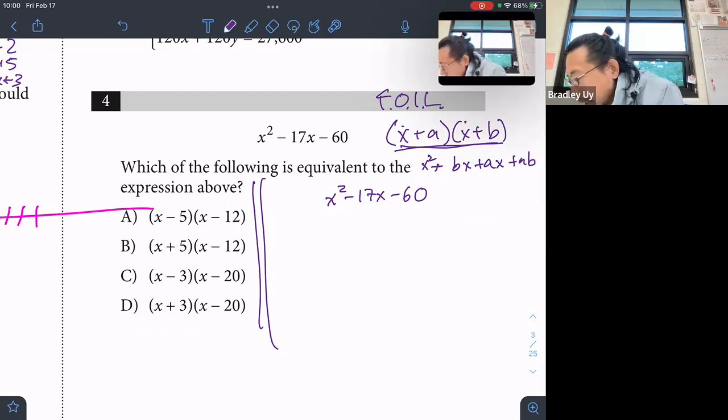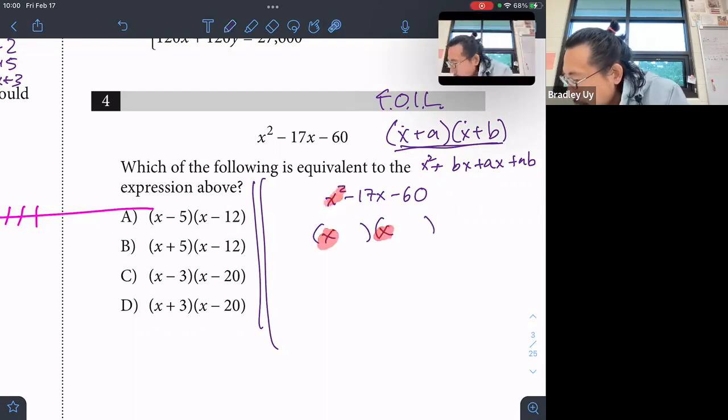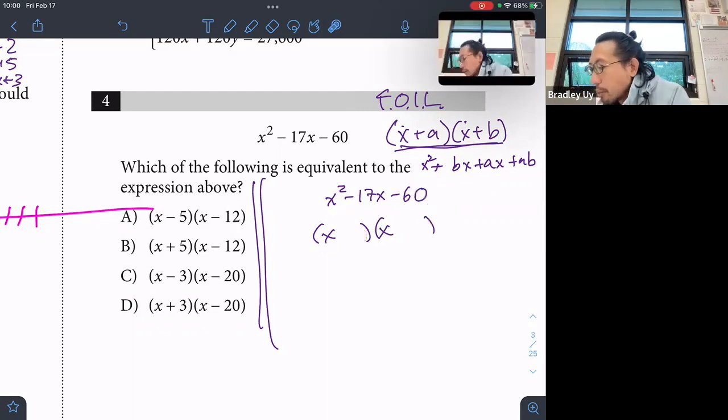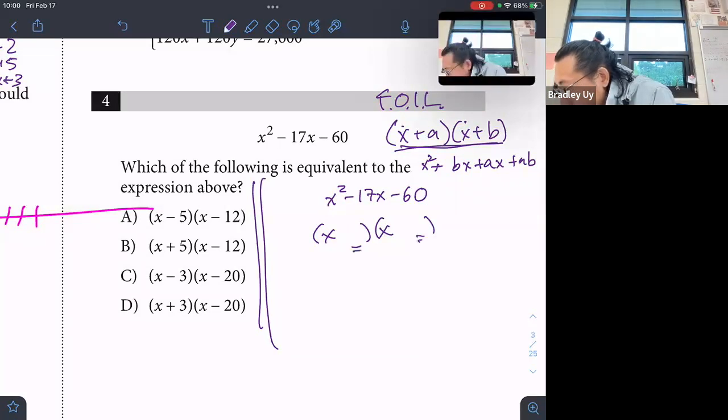Reverse FOIL is basically the idea of factoring. So when you try to factor this, this has to be x and this has to be x because these two multiply to get you x squared. Now, if you have gotten that far, this number times this number will get you this constant. That's how you narrow down your search for the numbers that appear in each binomial.